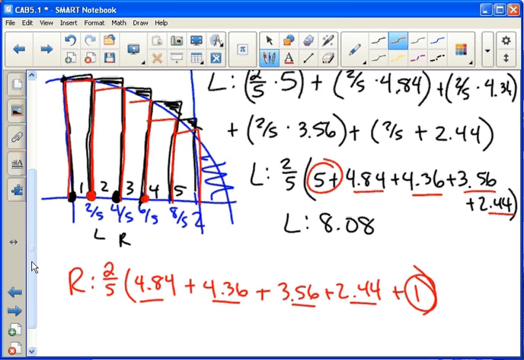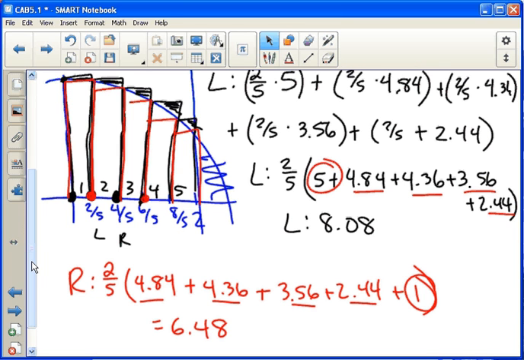And when we plug this in, 2/5 times all this, we get 6.48 for our answer. Now again, this is not perfect. If you look at my picture, this is undershooting it by a good bit. So my right Riemann sum is too small in this case. My left Riemann sum is too big. So I know at least that the real answer has to be somewhere between 6.48 and 8.08.